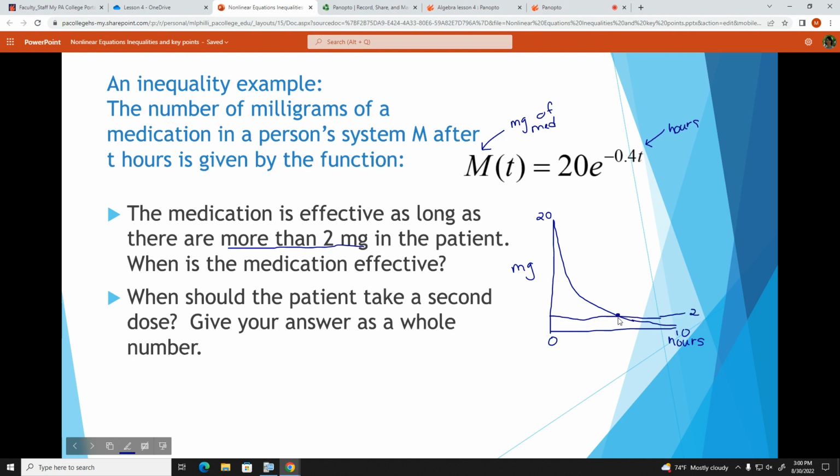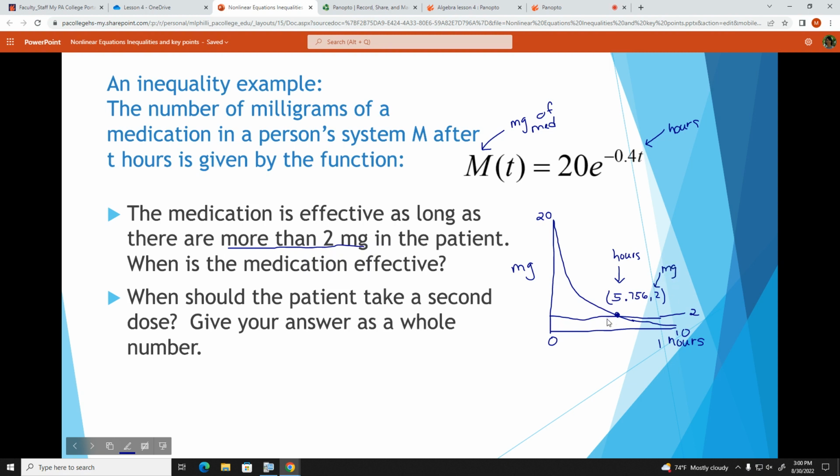And we found the point where these two met was at (5.756, 2). In this ordered pair, based on the labeling that we did, the 5.756 is the hours, the 2 is the milligrams, because that is an X and Y ordered pair.